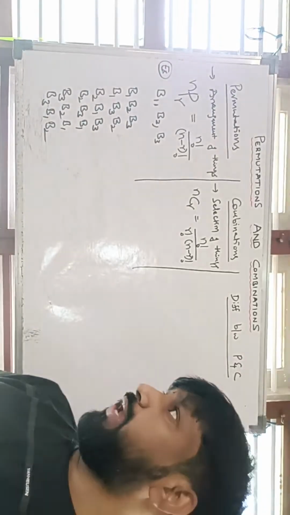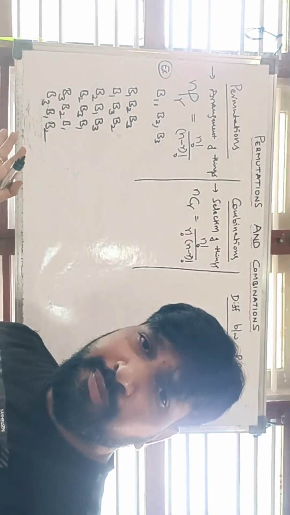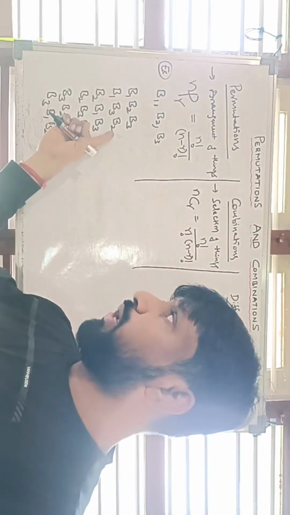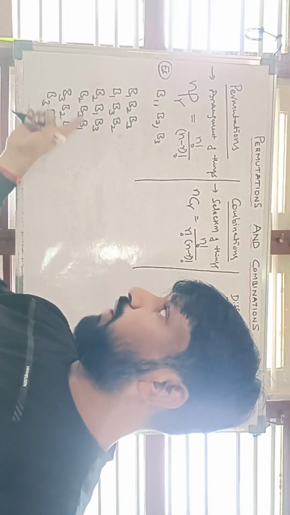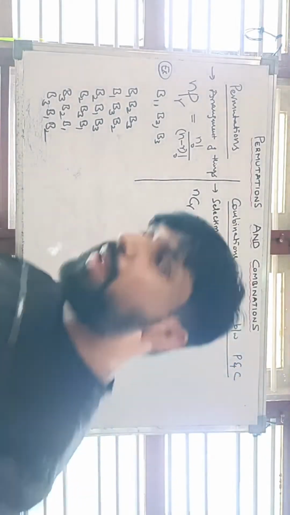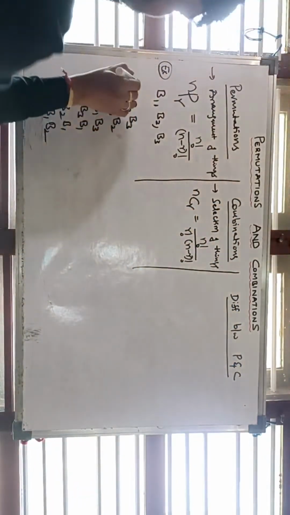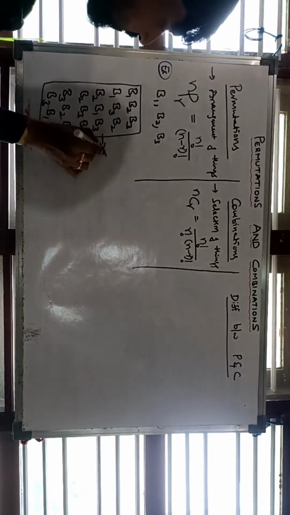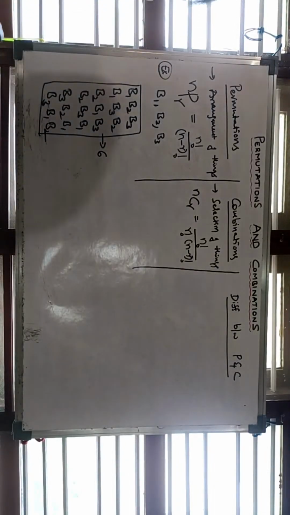Yes or no? So is there any other possibility? All the possibilities are written. First book 1 fixed, 2, 3, 3, 2 case. Book 2 if you fix, 1, 3, 3, 1 case. Book 3 if you fix, 2, 1, 1, 2 case also. So the total number of arrangements are, how many? 6 arrangements. There are 6 arrangements.